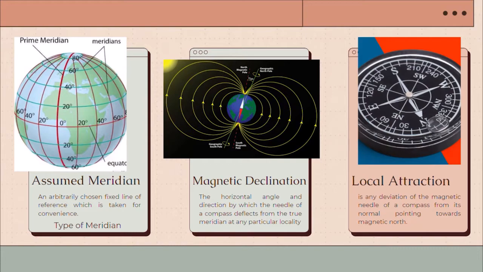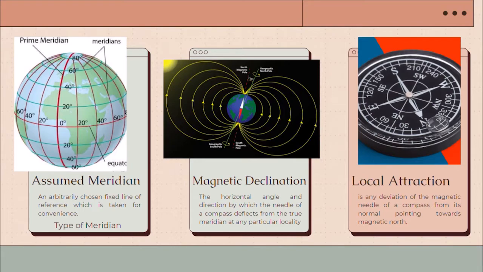Next, we have the magnetic declination. The magnetic poles are not points but are oval areas located about 2,000 kilometers away from the actual location of the geographic poles of the Earth. These areas are not fixed and may move to a different location every day, perhaps as far as 50 kilometers. The horizontal angle and direction by which the needle of a compass deflects from the true meridian at any particular locality is called the magnetic declination.